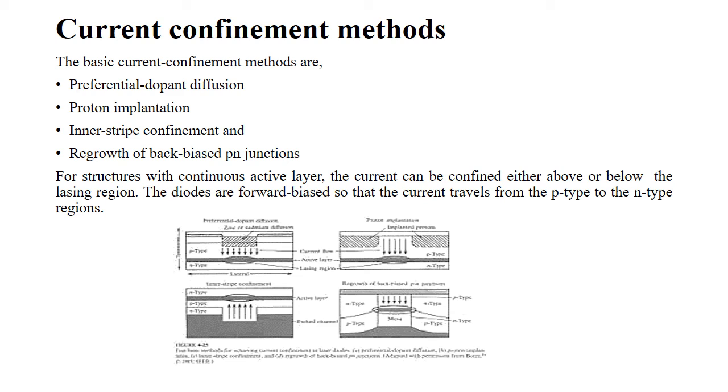In each method, the device architecture will block the current on both sides of the lasing region. This is achieved either by high resistivity regions or by reverse biased PN junctions, which will prevent the current from flowing while the device is forward biased under normal conditions. For structures with a continuous active layer, the current can be confined either above or below the lasing region. These diodes are forward biased so that the current travels from p-type to n-type regions.